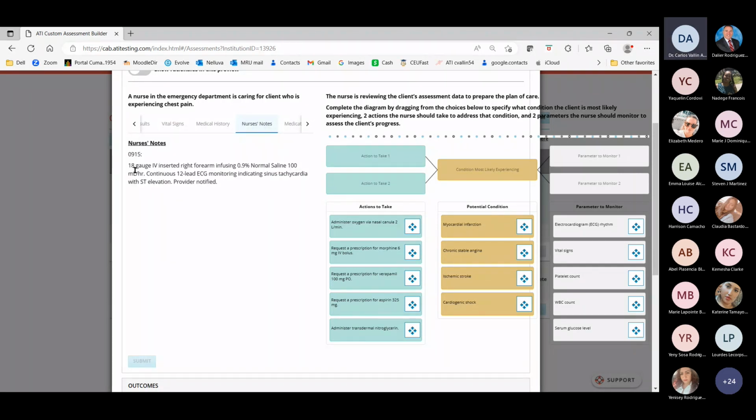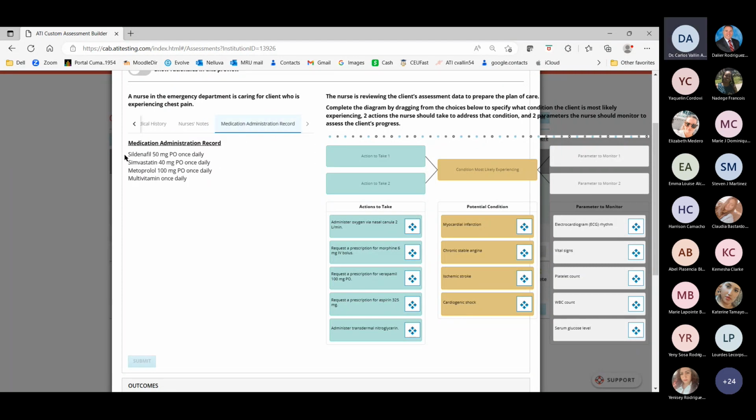Note, 18 gauge IV inserted in right forearm, infusing normal saline, 100 per hour. Why so much? Continuous monitoring, EKG monitorization, so a monitor indicating sinus tachycardia with ST elevation, provider notified.